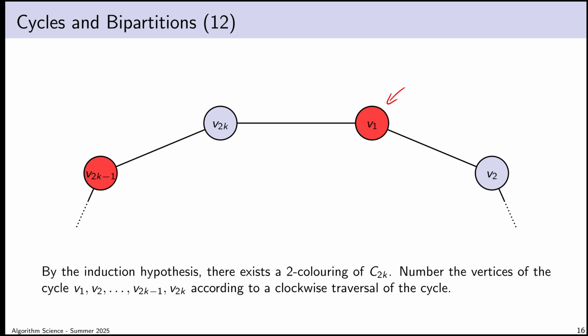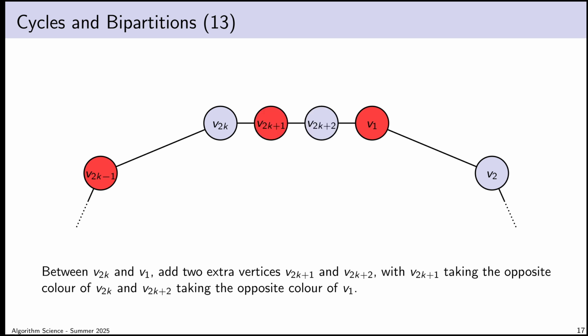Remember that we don't actually know anything about which colors were chosen, we just know a two coloring exists. It's up to me to decide how to interpret each of the colors. I know that V1 had to have some color, let's just assume that color's name is red. Okay, so what I'm going to do is add two new vertices.